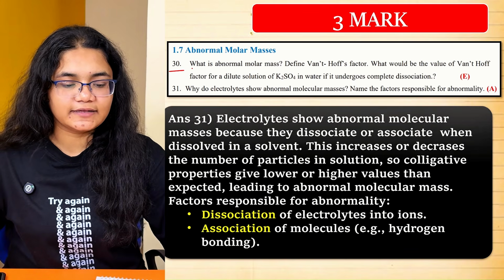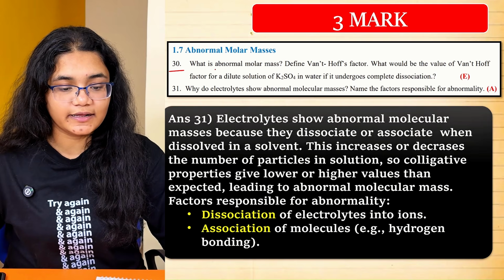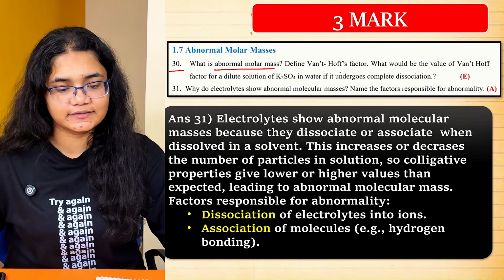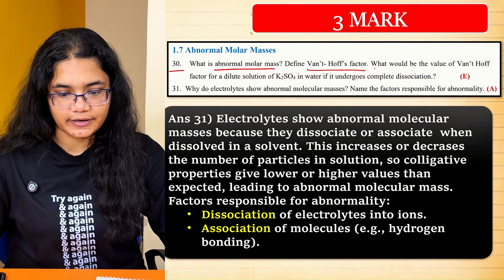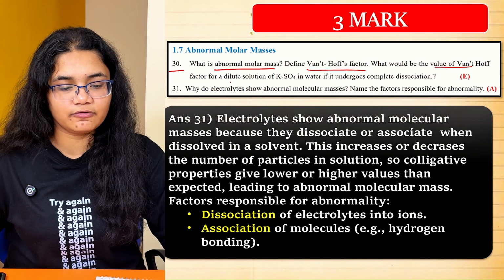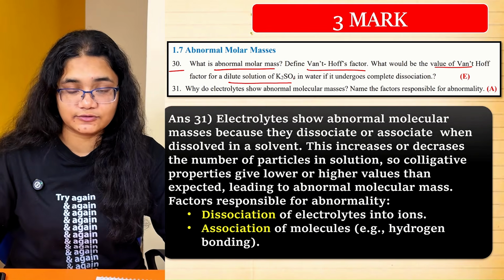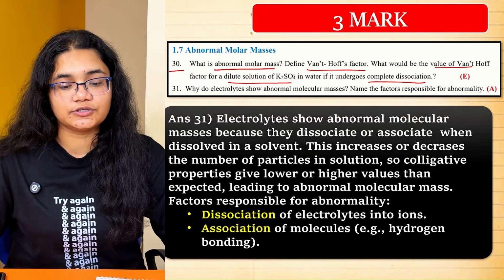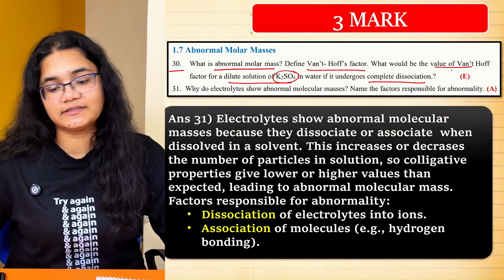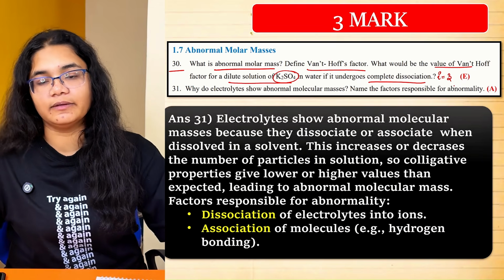Okay, now let us see the next question, question number 30. What is abnormal molar mass? We have already discussed. Define Van 't Hoff factor, already discussed. What would be the value of Van 't Hoff factor for a dilute solution of K2SO4 if it undergoes complete dissociation? K2SO4 gives 2 potassium and 1 sulfate ion, so the Van 't Hoff factor here will be 3.